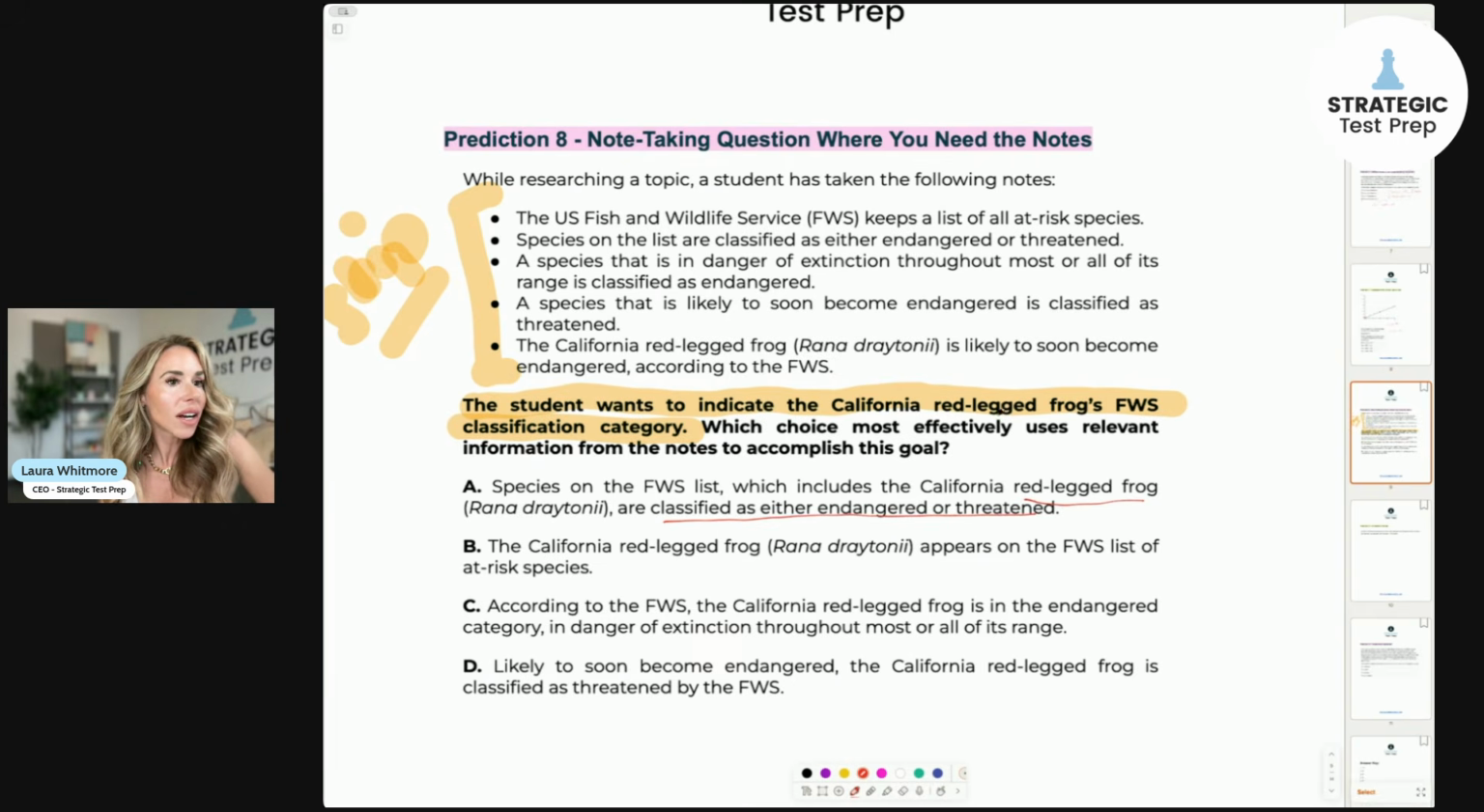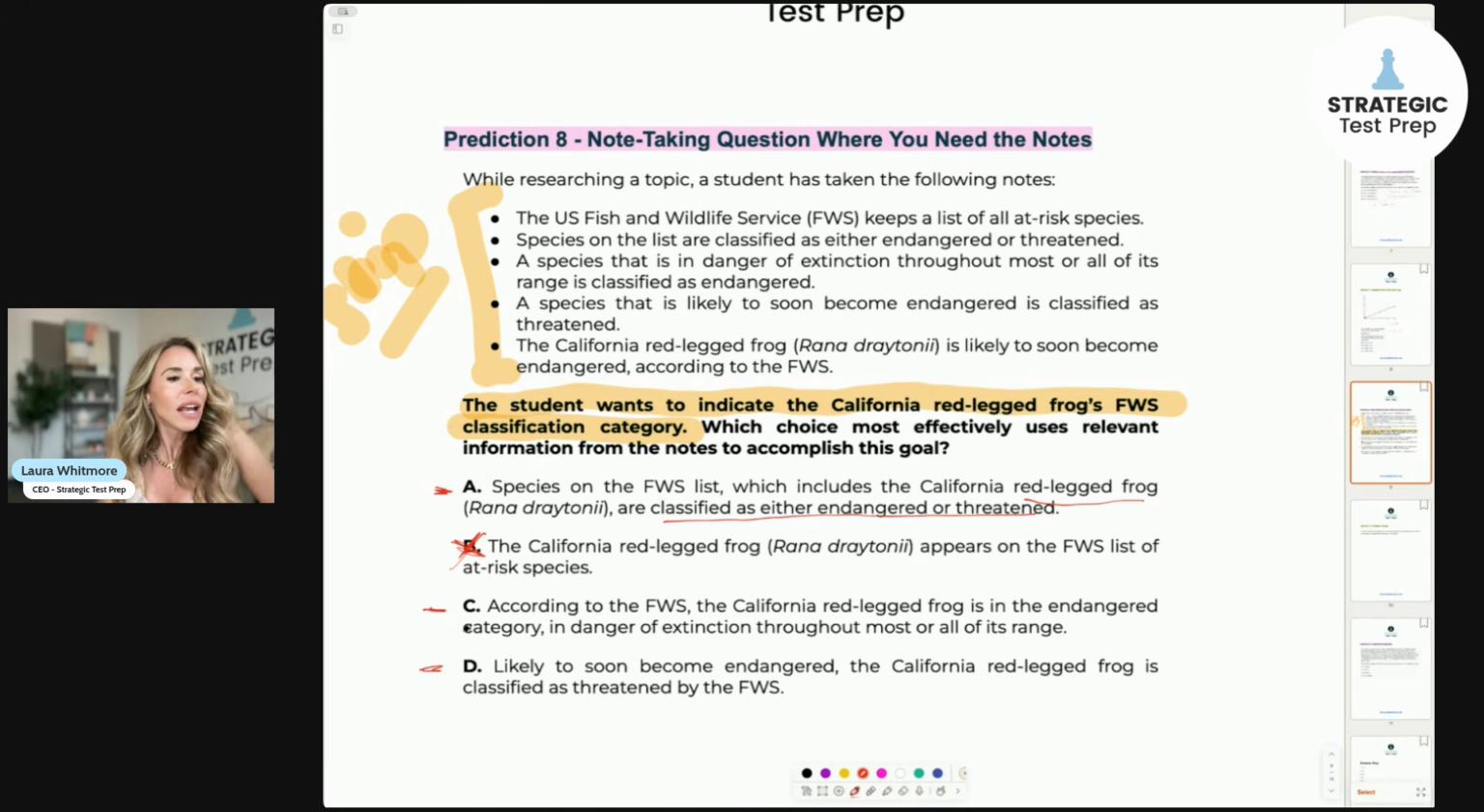Are they telling us what the California red-legged frog's FWS classification category is? Kind of. They're telling us it's this or this. I guess let's just keep it for right now. B says the California red-legged frog appears on the FWS list. That doesn't tell us the classification category at all, so we're going to get rid of that. C says, according to the FWS, the California red-legged frog is in the endangered category, in danger of extinction. So they definitely give us the red-legged frog's category. I'm going to keep that. D says, likely to soon become endangered, the California red-legged frog is classified as threatened.